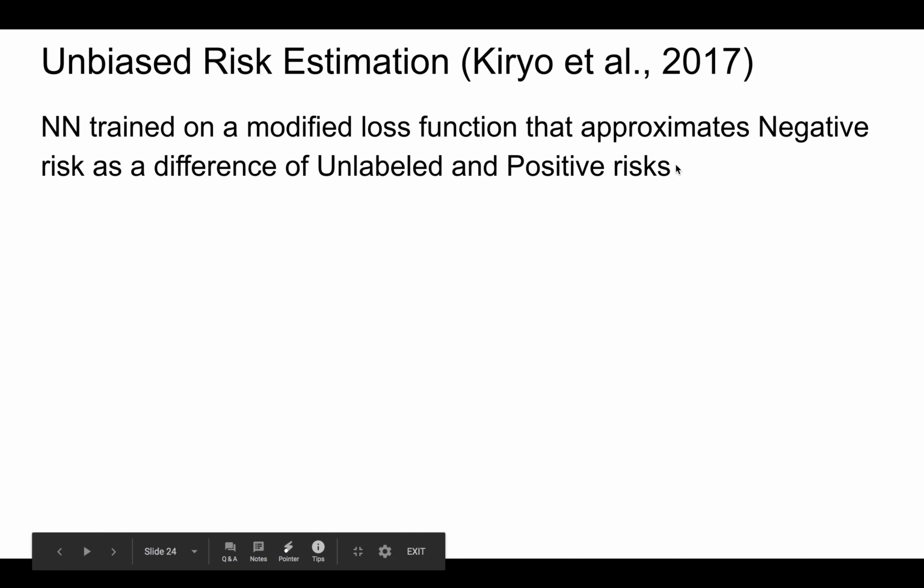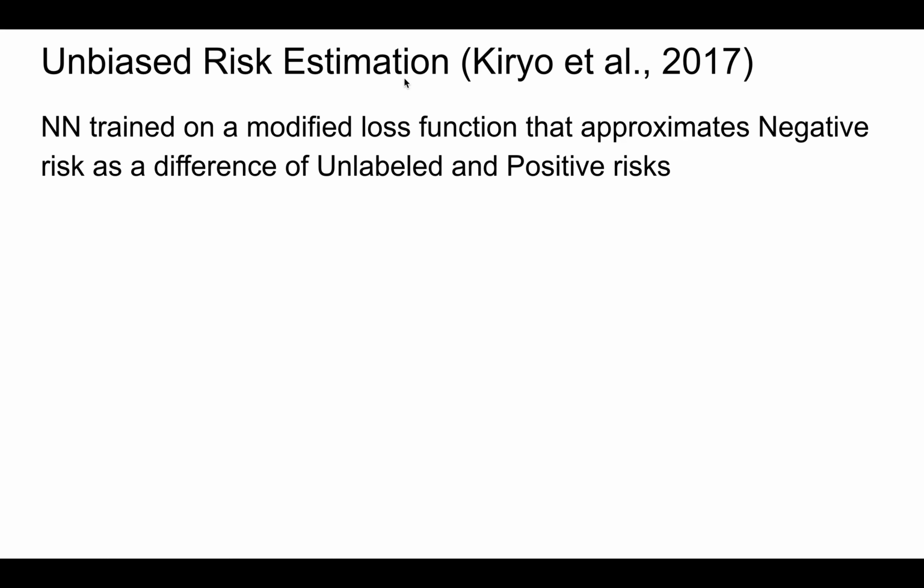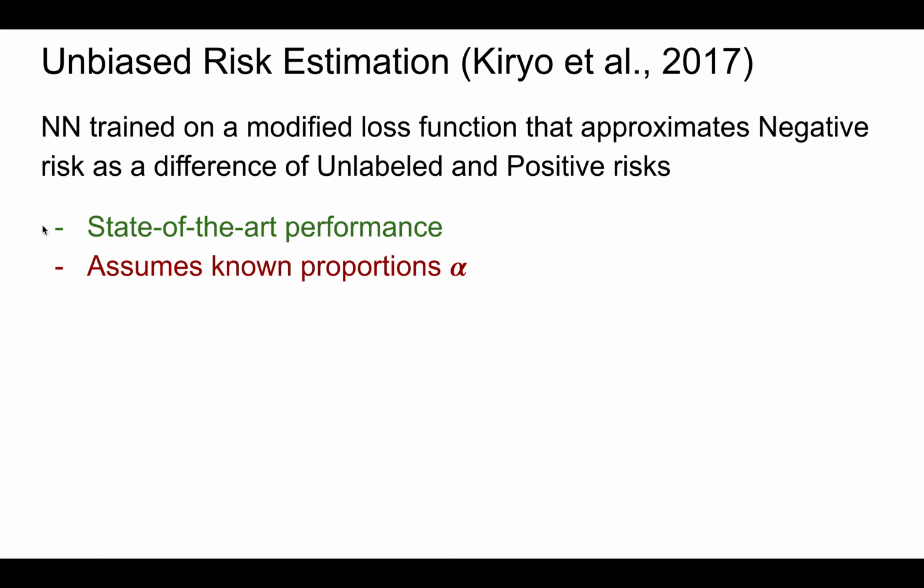Now, another method is considered state-of-the-art. It's based on unbiased risk estimation. And the idea is to train a neural network on a modified loss function that approximates negative risk as a difference of unlabeled and positive risks. Now, this method does achieve good performance and is considered state-of-the-art.